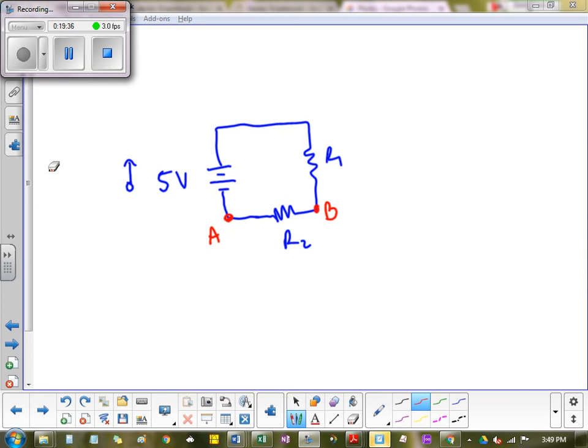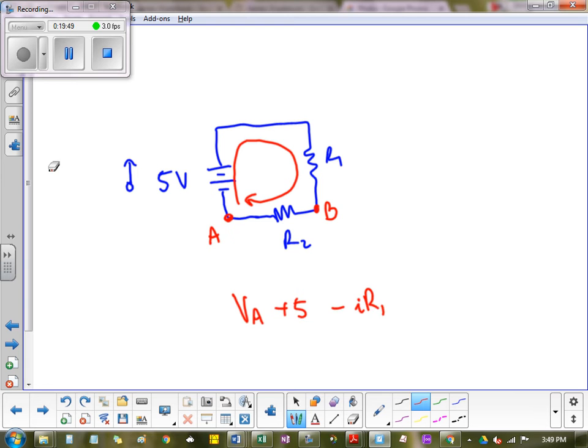All right. Now, if you just travel around in the direction of the EMF arrow all the way, you're going to get 0 potential change. So, you know, the equation would look like this. VA, you'd add the 5, you'd subtract off the IR1, and you'd subtract off the IR2, and then you would get VA again because you came back to home plate.